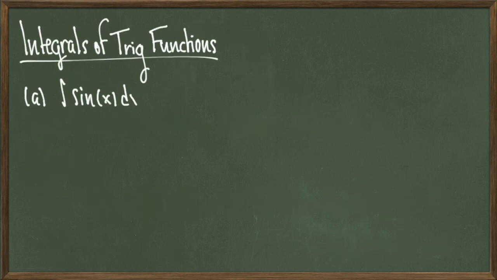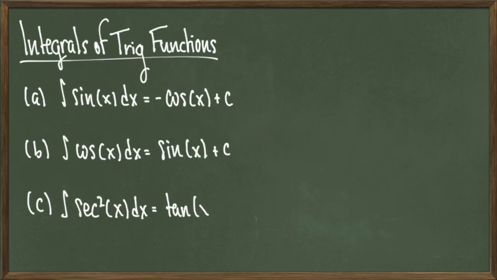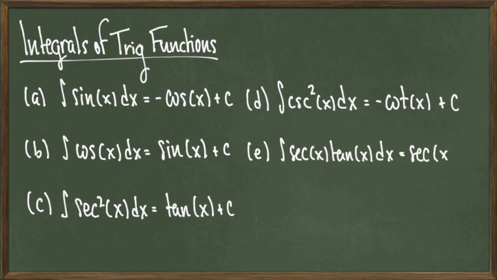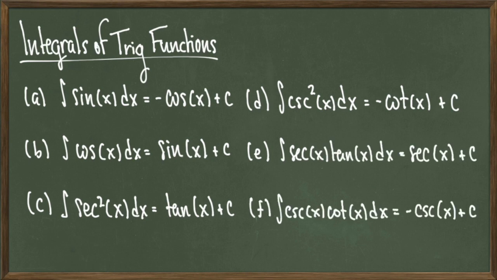Next, we'll go ahead and display a list of 6 common trigonometric integrals. Now notice that this list is going backwards. On the right-hand side of each equation, we're getting our 6 common trigonometric expressions. Just pay attention to the signs in each one of these.